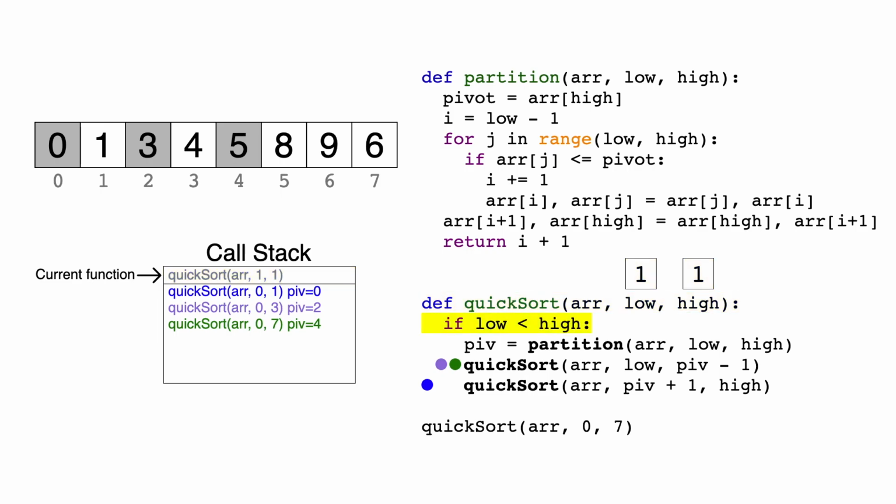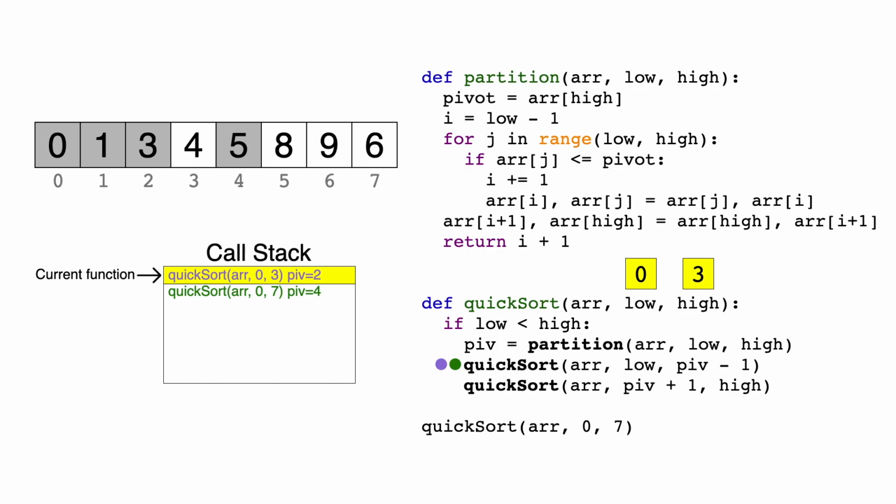Again, 1 is not less than 1, so we just exit. Notice that since we passed in a section of the array with only a single element, which was the element at index 1, that means that the element is already sorted and in the correct place. We're now entirely done with this quicksort call in the blue, so let's pop that off the call stack and return to the quicksort call with 0 as low, 3 as high, and 2 as piv.